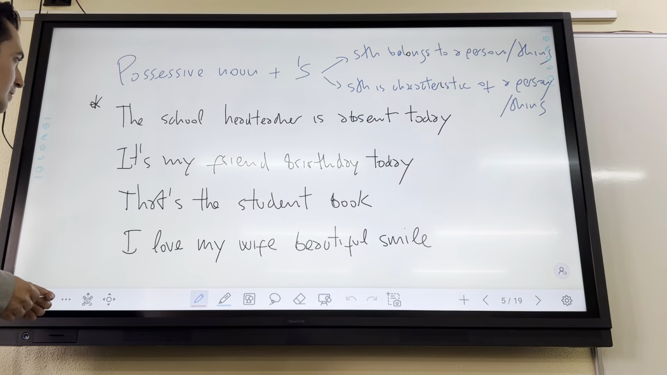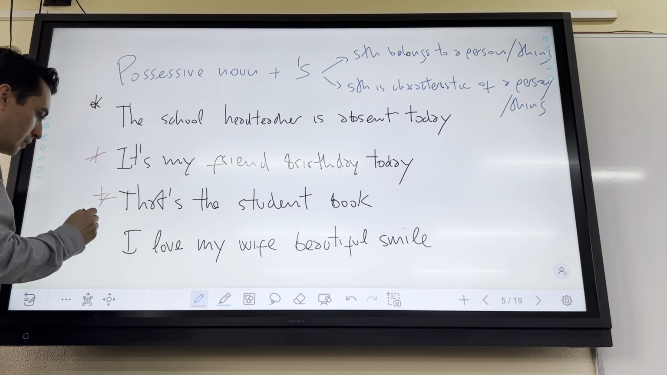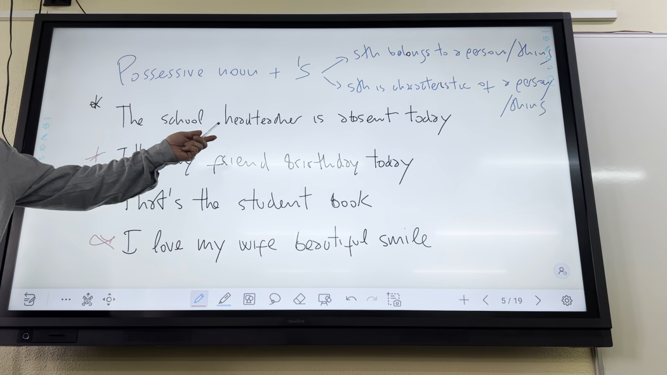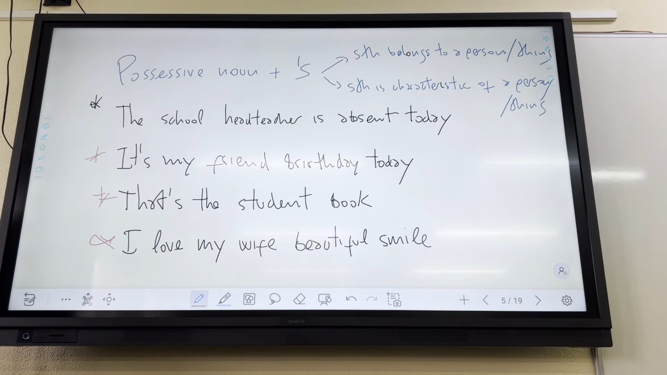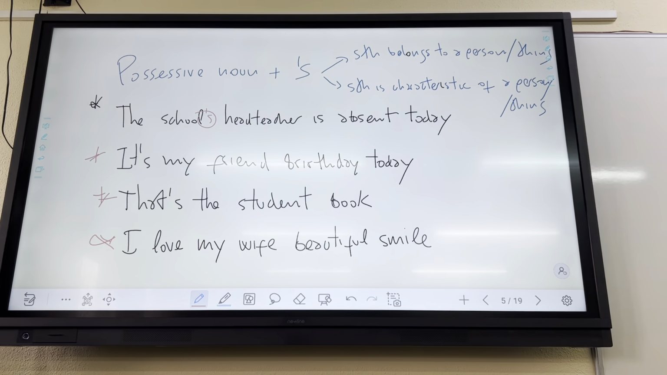Okay, so have a look at these sentences. They are all wrong. Wrong, wrong, and wrong. Help me correct the sentences one by one. The school head teacher is absent today. Can you correct it for me? We need some possession there. The school's head teacher is absent today. Now it's correct.